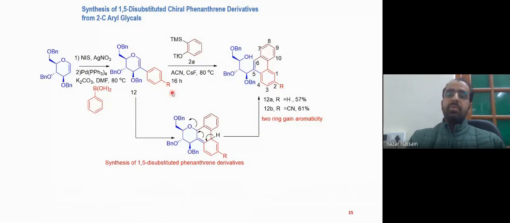Next, we thought, can we utilize these C2 aryl glycals for the synthesis of 1,5-disubstituted phenanthrene derivatives? So in this case, we first utilized this OBn protected glucal. First, we iodinated at the C2 position, then Suzuki coupling leads to the formation of C2 aryl glycals, and then the arynes. In this case, this molecule behaves like a diene, and similarly we synthesized 2,5-disubstituted, not 1,5, phenanthrene derivatives. In this case, first is the 4+2 cycloaddition reaction, and then the similar 1,5 hydrogen shift. So in this case, two rings gain aromaticity at the same time. This is the driving force for the formation of this phenanthrene derivative.